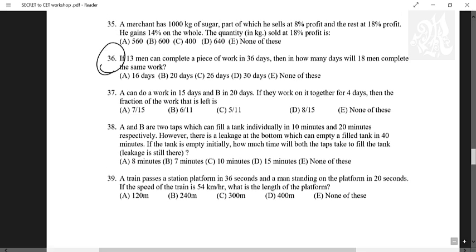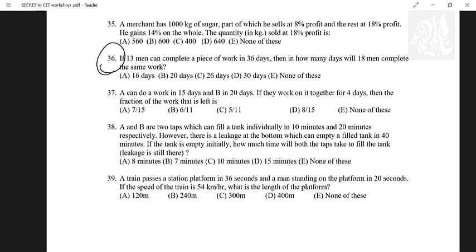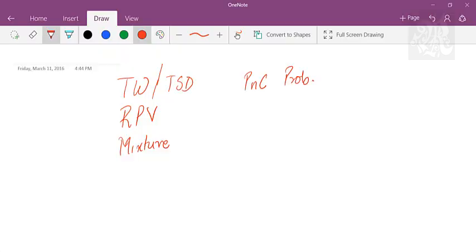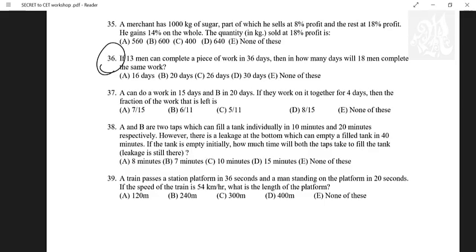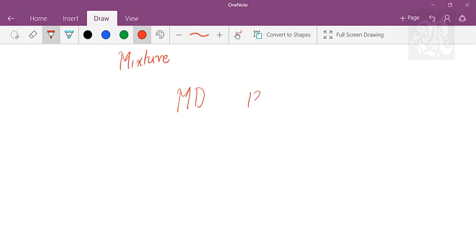If we go to the 36th one: if 13 men can do a piece of work in 36 days, then how many days will 18 men complete the same piece of work in? Now it's a simple concept of man into days. It's all about how many man days you have to work. You have 13 men who can do it in 36 days, and on the other side we are comparing 18 men because the work is kept the same. So how many days? As simple as that. The answer is 26 days. This is a very basic question. It can also be MDH by W, all 4 quantities used together.